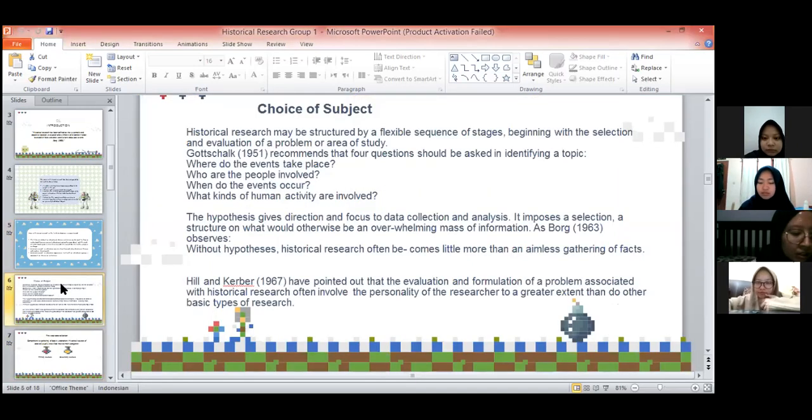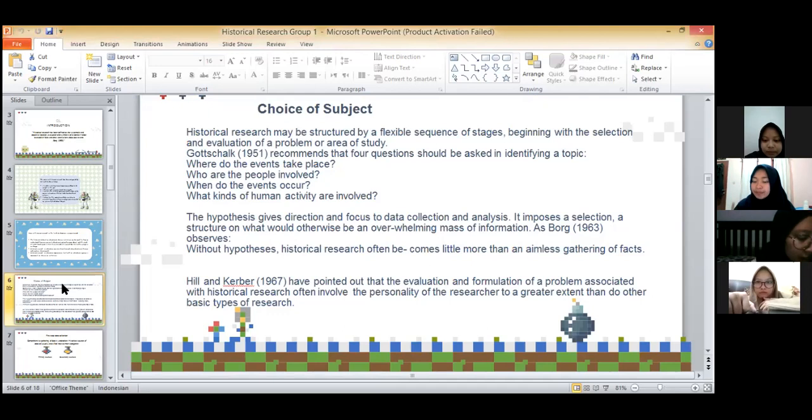And then about choice of subject. Historical research may be constructed by a flexible sequence of stages, beginning with the selection and evaluation of a problem or area of study, then follows the definition of the problem in more precise terms, the selection of suitable sources of data, collection, classification, and processing of the data, and finally, the evaluation and synthesis of the data into a balanced and objective account of the subject under investigation.